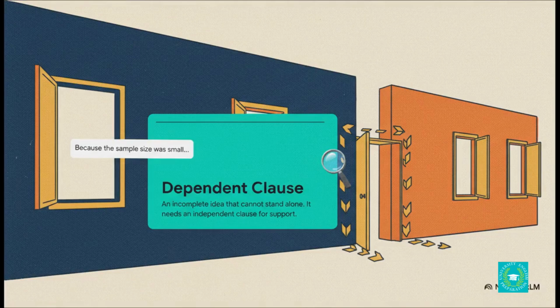Now here's where it gets interesting. Let's talk about its partner, the dependent clause. This one's more like a window or a door. Yeah, it's a super important feature, but it just can't stand up on its own. I mean, if I just said to you, because the sample size was small, it kind of leaves you hanging, doesn't it? It needs to be placed inside a wall, our independent clause, to actually mean something.